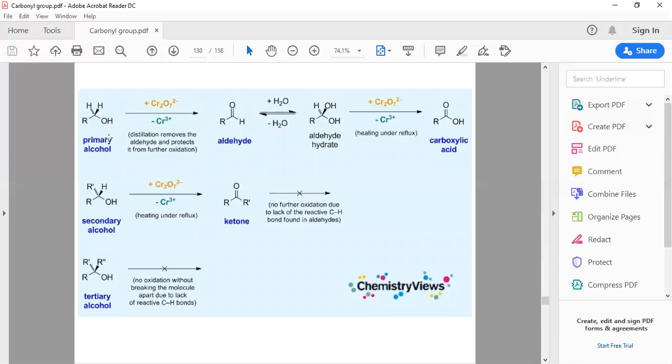To summarize, primary alcohol forms the aldehyde as an intermediate and then forms carboxylic acid. Secondary alcohol forms ketone. So primary alcohol forms aldehyde, secondary alcohol forms ketone, and tertiary alcohol does not get oxidized.